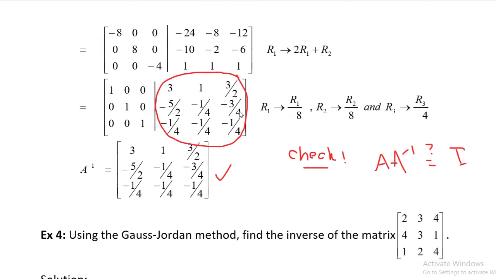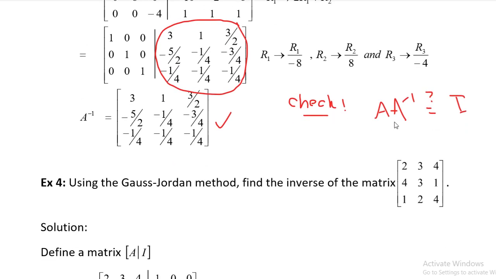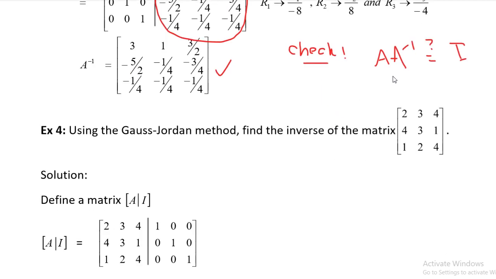So whenever you reach here, don't leave your answer here. Just pick this matrix and write it separately as A inverse. Okay, and it's better if you check it. Of course, the checking is not part of the question, but you can make sure whether your answer is correct or not. Not by just this one, you have to put both of them. You have to multiply from both sides.